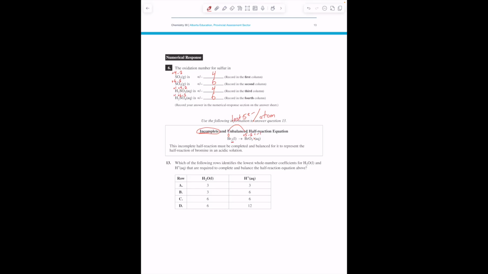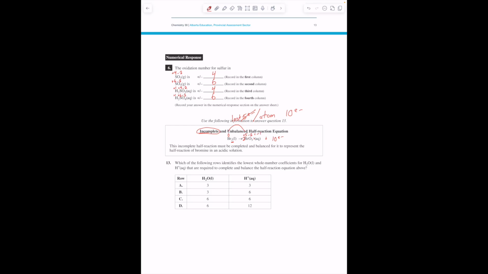I've got 2 bromines there, which means I have 2 here. So I've really got 10 electrons total. And I'm losing them, which means I have to put them on this side. All right, so the Brs are now balanced with 2.